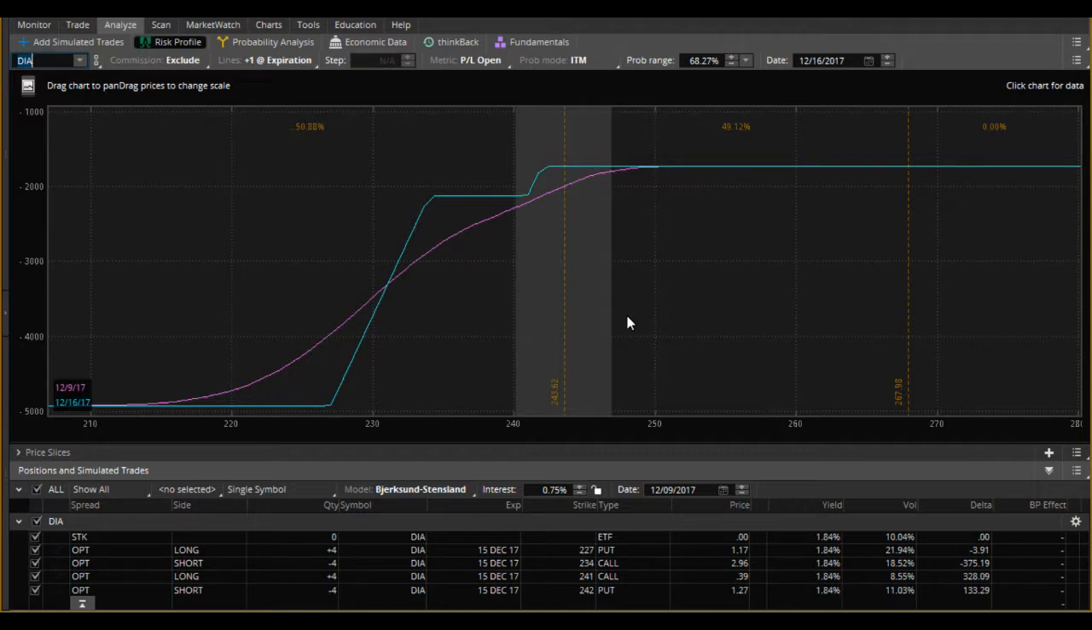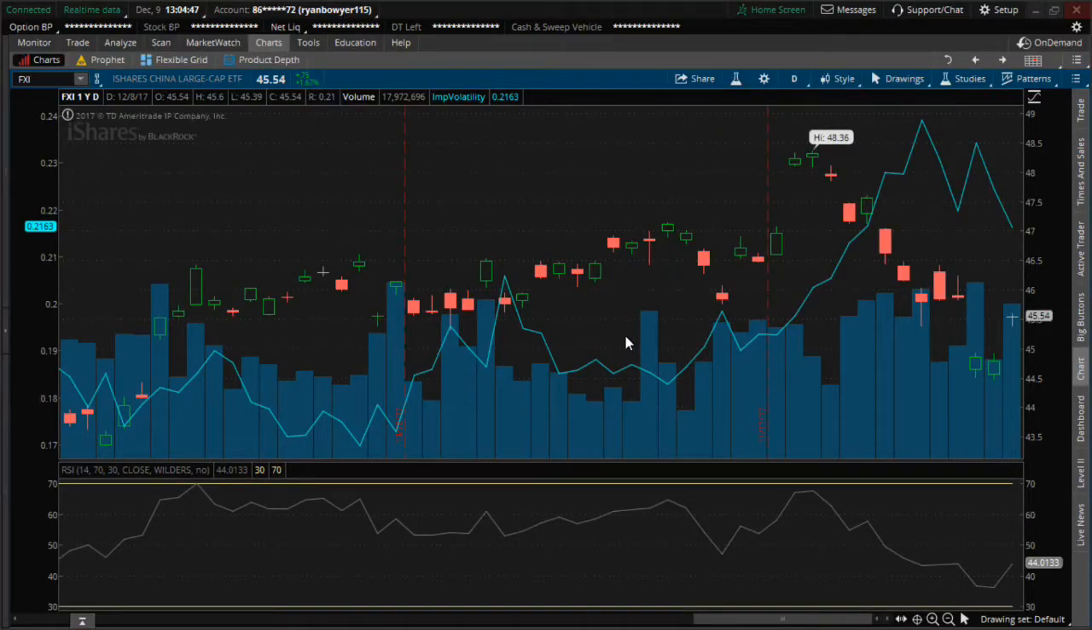Now, as we do take things off, we will look to reuse that buying power. And I will be sure to send out that information via the email as soon as we do make some of those trades. Okay, let's get into UNG and FXI. All right, let's take a look at FXI.